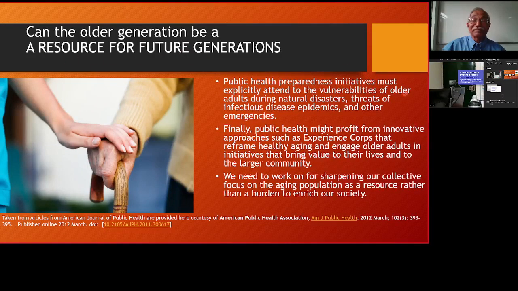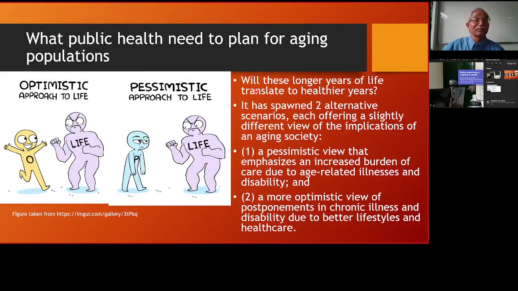So public health preparedness initiatives must explicitly attend to the vulnerabilities of older adults during natural disasters, threats of infectious diseases, epidemics, and other emergencies. And this is where the younger generation and older generation have to match so that they can take care of each other during epidemics and other problems. So we need to work on sharpening our collective focus on the aging population as a resource rather than a burden, to enrich our society. Public health is now focusing on making sure that the aging population is not a burden, but a big resource. And this paradigm shift has to come into the system.